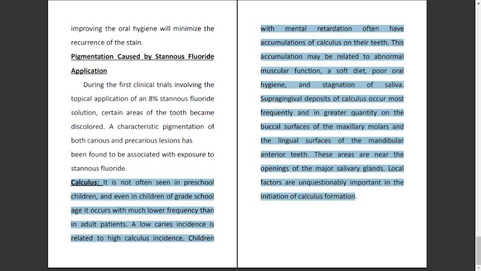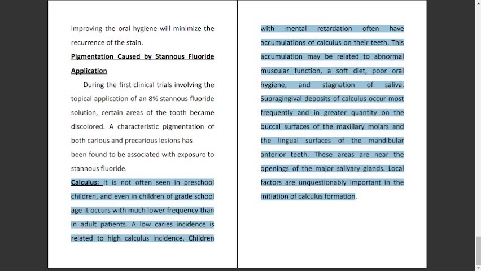occurs with much lower frequency than in adult patients. A low caries incidence is related to high calculus incidence. Children with mental retardation often have accumulations of calculus on their teeth. This accumulation may be related to abnormal muscular function, a soft diet, poor oral hygiene, and stagnation of saliva.